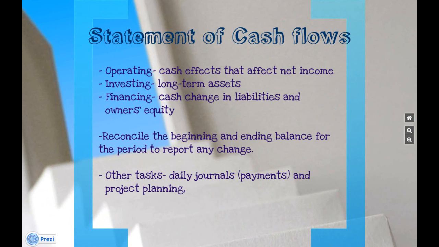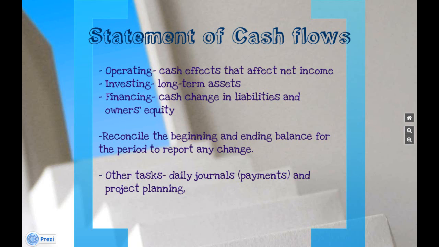Statement of cash flows. The bookkeeper is also responsible for the statement of cash flow. To prepare this statement, the bookkeeper will need the operating, investing, and financing activities of the company. The operating section includes any change in cash that affects net income, such as cash receipts or cash expenditure. The investing activity includes information about long-term assets, such as collecting loans, acquiring and disposing long-lived assets. Finally, the financing section includes any change in cash involving liabilities and owner's equity, such as issuing bonds, payment of cash dividend, and sale of common stock.